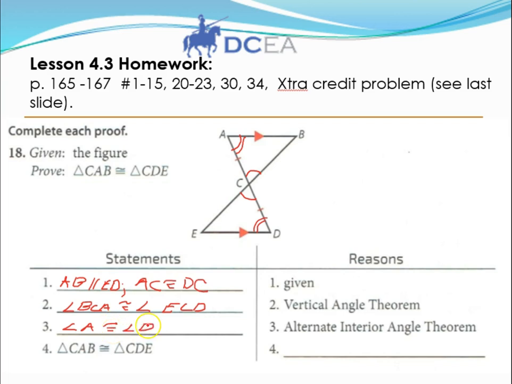What I just showed you is that there's more than one way to prove a theorem. Triangle CAB is congruent to triangle CDE, and that will be our ASA postulate. And you can write it just like that. You don't even have to put the congruent symbol.